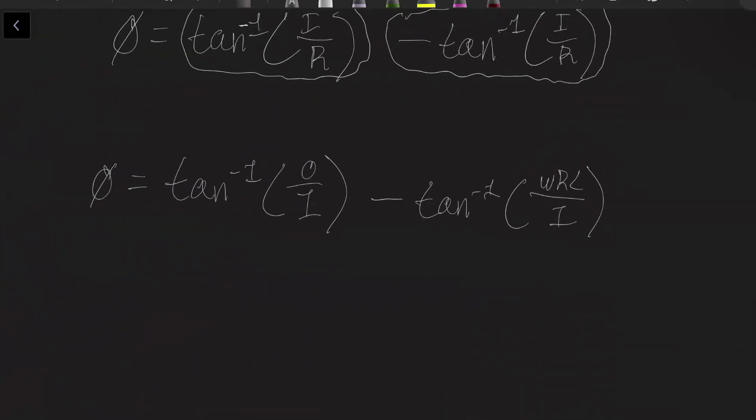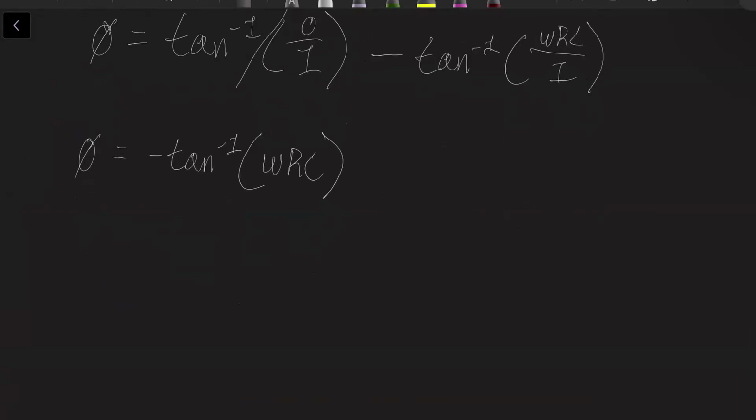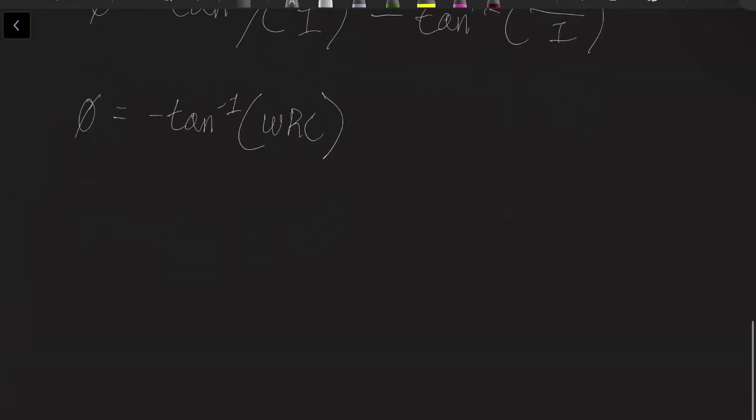So we can simplify this equation. Our inverse tangent of 0 is just going to be 0. So this first term is going to go to 0. And we can rewrite this as the negative inverse tangent of omega RC. And now we can apply the same logic that we did before where we just plug in different values of our omega. If omega equals 0, our omega RC term is going to be 0. And we just said the inverse tangent of 0 is 0. So our phase is equal to 0.